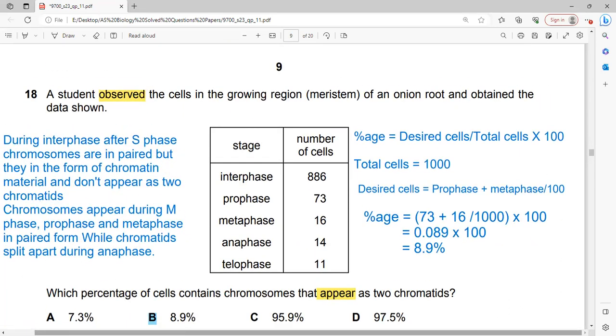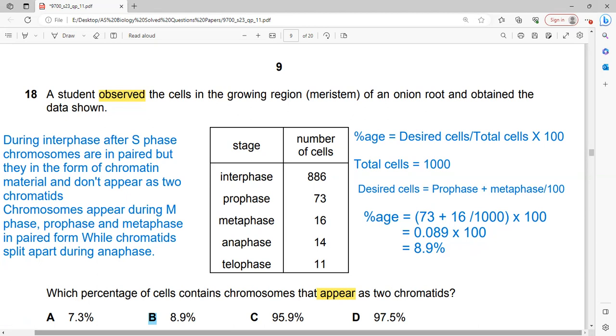A student observes the cells in a growing region of an onion root and obtains the data. Here, the most important thing is to observe. What we are observing is which percentage of the cells contain chromosomes that appear as 2-chromatid. The chromosomes only appear when the cell is dividing. The 2-chromatid are only present in G2 phase of interphase, prophase and metaphase. While in anaphase, these chromatids get separated from each other and start moving to the opposite poles.